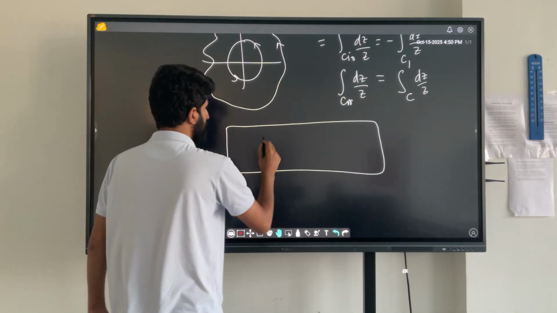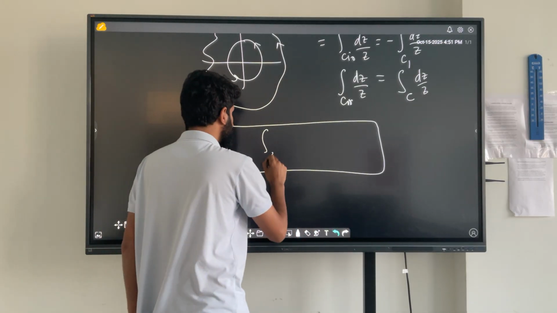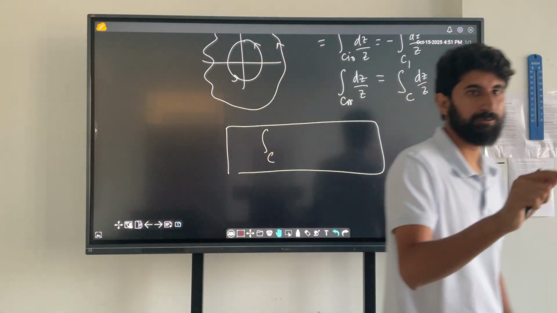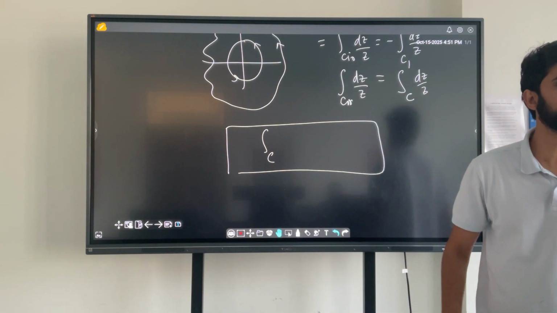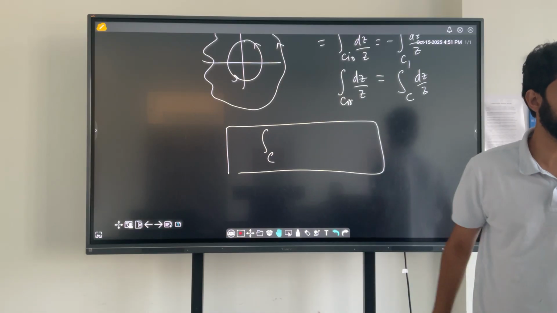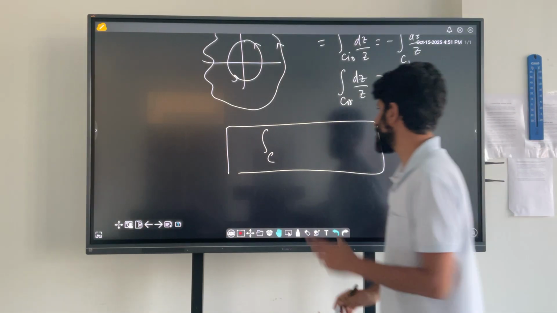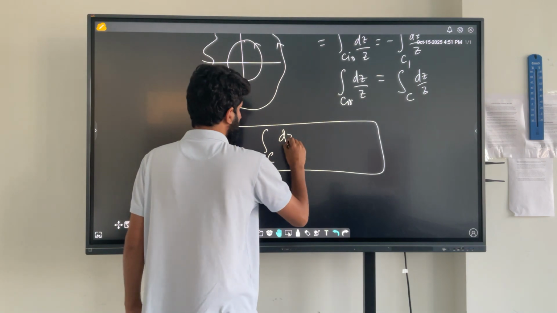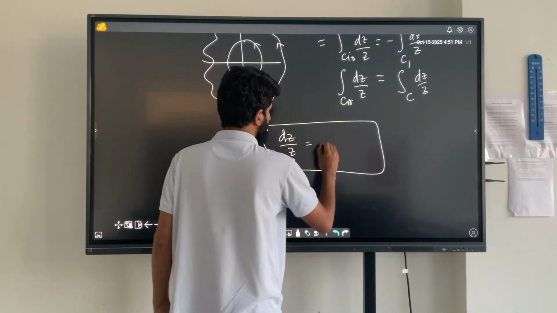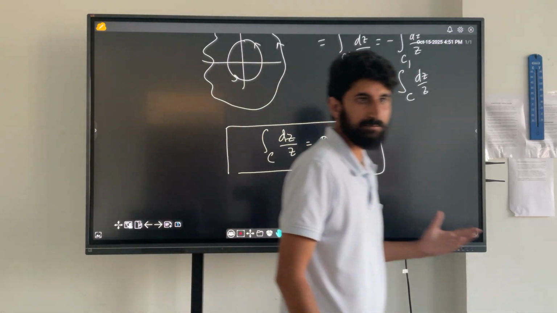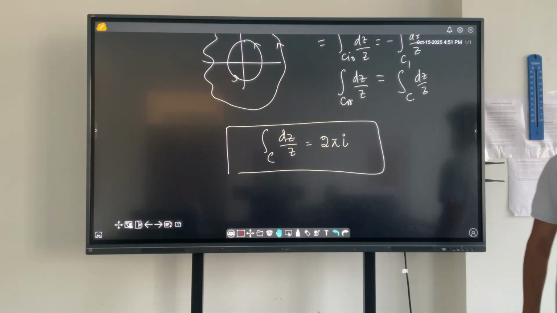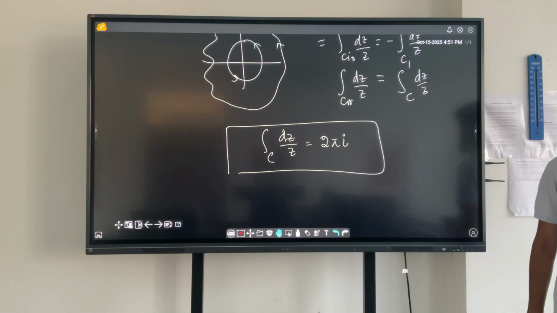So this thing that I wrote in the box, I can just replace with a more general statement. Integral over any closed loop, but which contains what? The origin. The origin should be there, otherwise the integral is 0, because it is analytic inside. Right? Integral over any closed loop C dz by z is what? 2 pi i. Is this fine?